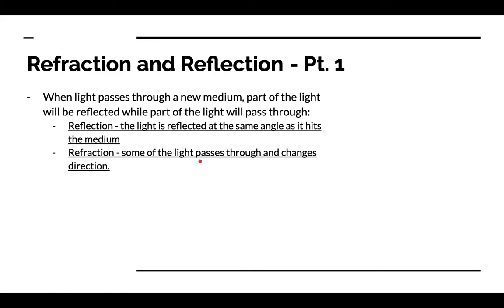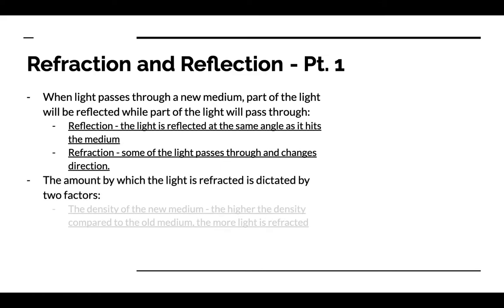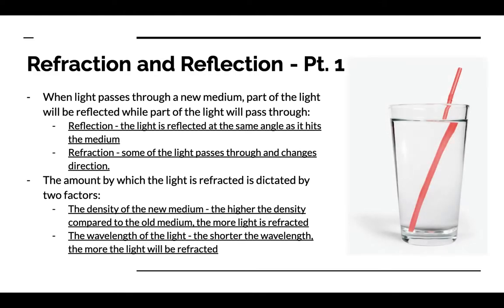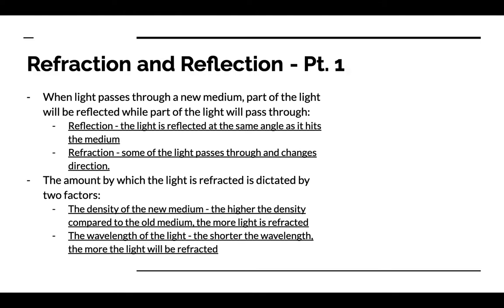So when our light passes into a new medium, the light is going to change direction. The amount by which the light is refracted is dictated by two factors. The density of the new medium: the higher the density compared to the old medium, the more light is refracted. And then the wavelength of light: the shorter the wavelength, the more the light will be refracted, okay? So this is what was explored in the lab.